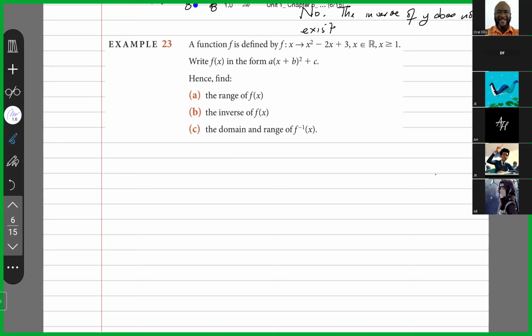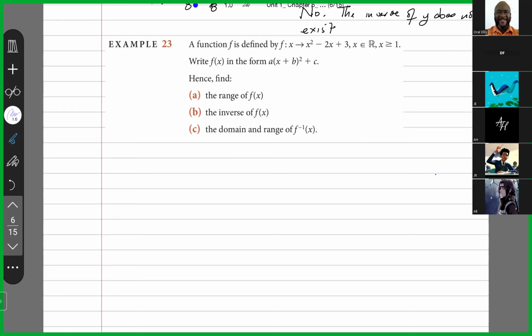Remember, the only way a quadratic function will have an inverse is if the domain is limited to only half of where the graph exists. That's how I could say it. All right, so the first thing I'm asked to do is to write f of x in the form a into x plus b squared plus c. In other words, we're asked to complete the square.